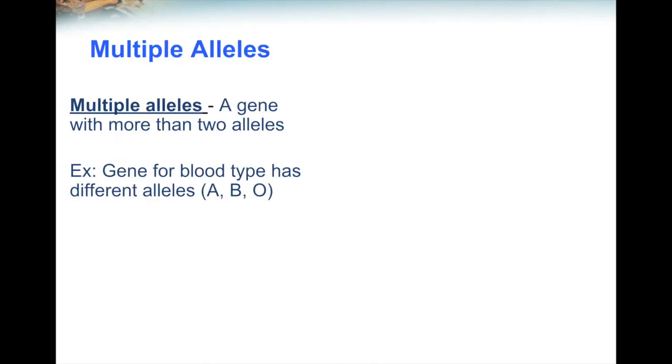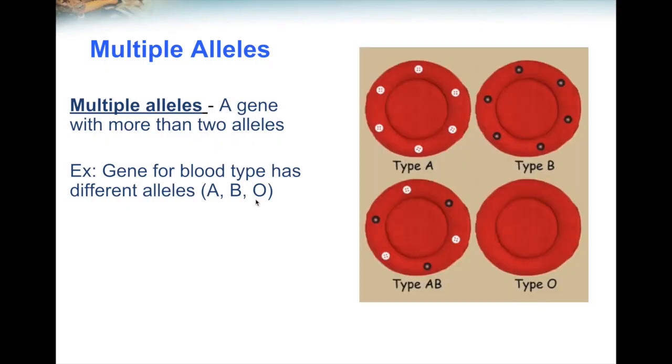So we're going to take a look at one last inheritance pattern, and it's called multiple alleles. It's when you have a gene that has more than 2 alleles, or letters. For blood type, there are 3 different alleles: A, B, and O. That's an example of multiple alleles because it has more than just 2 alleles, or letters, to represent the different types of, in this case, blood type.